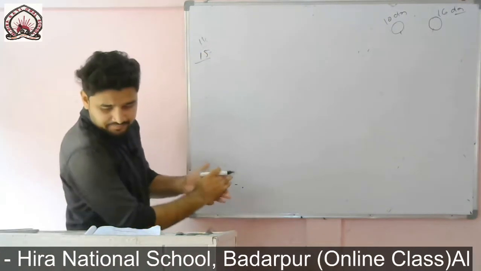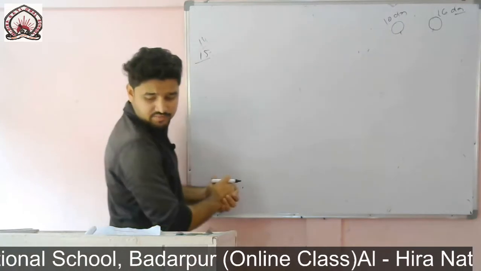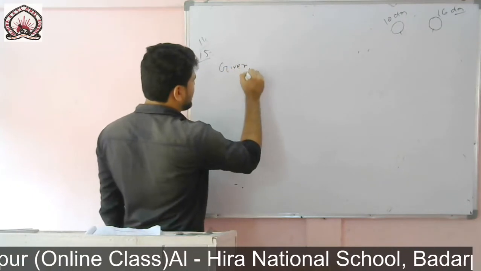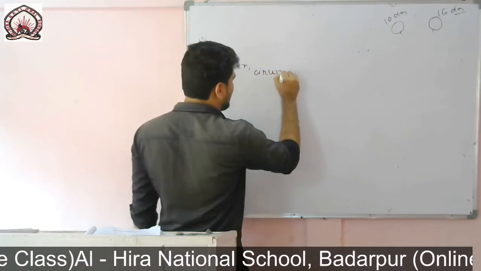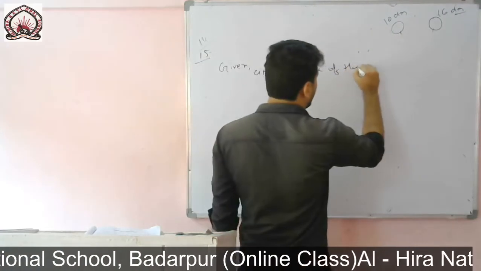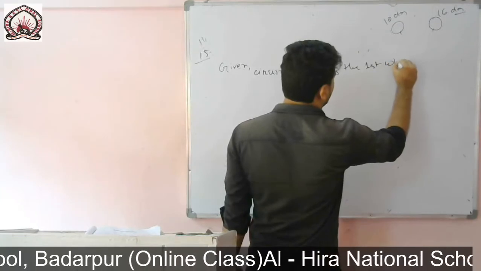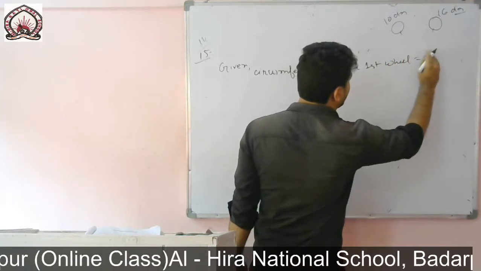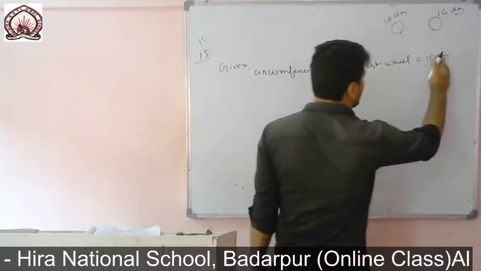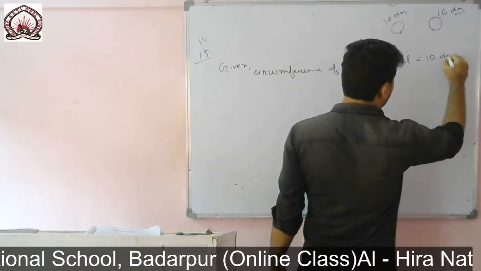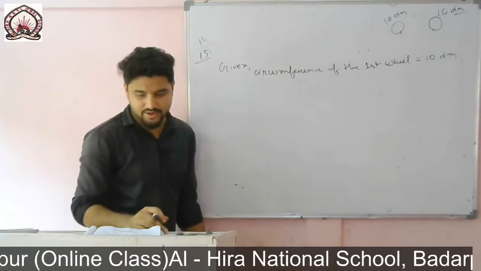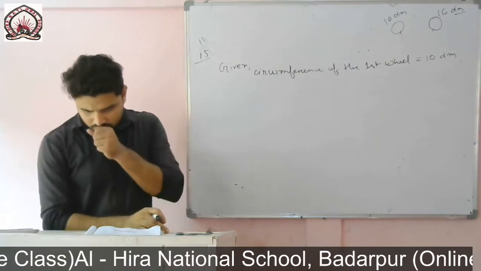Alright, given: the circumference of the first wheel is 10 dm. Okay, yes, the circumference of the first wheel is 10 dm.